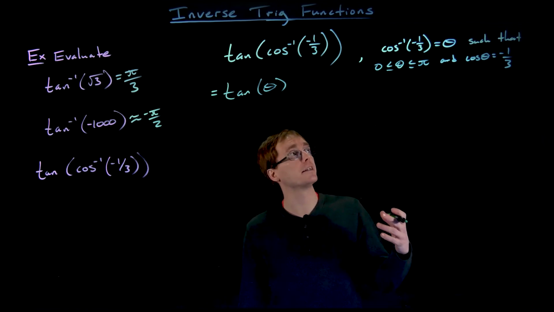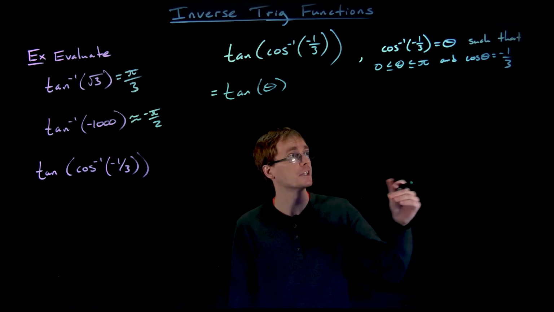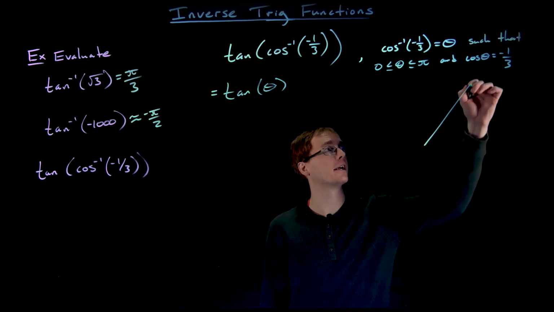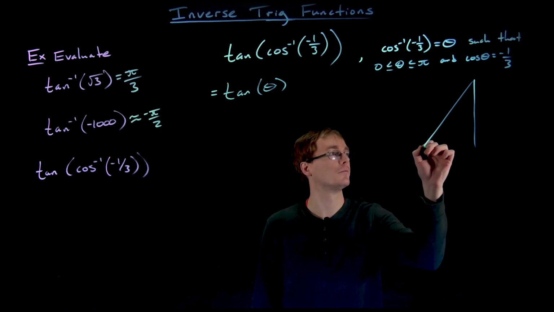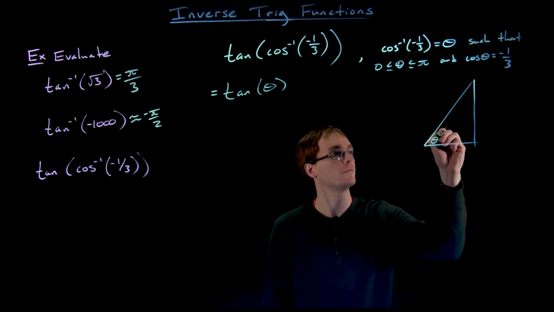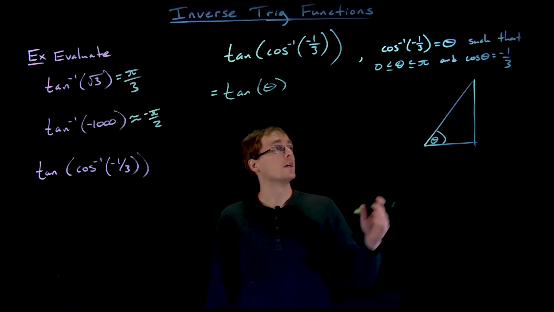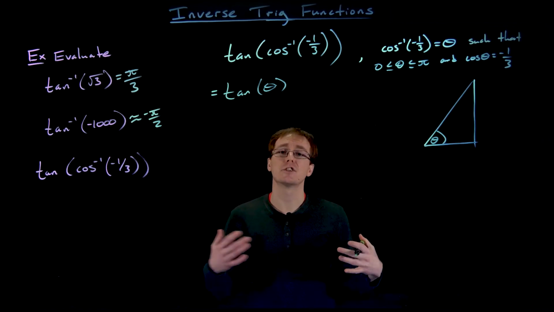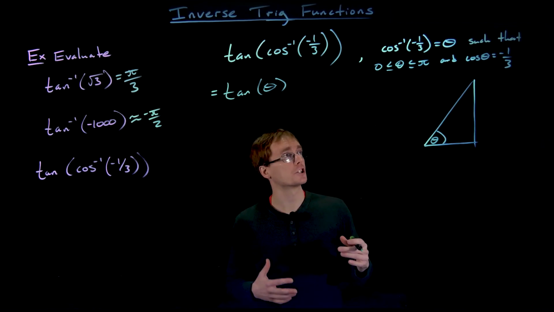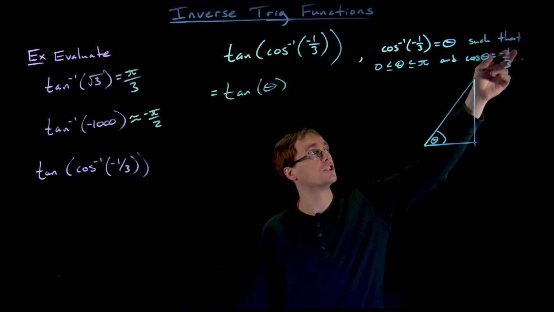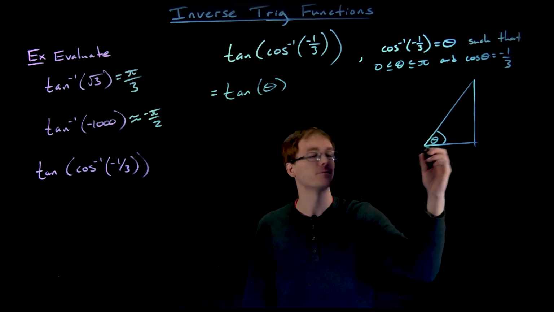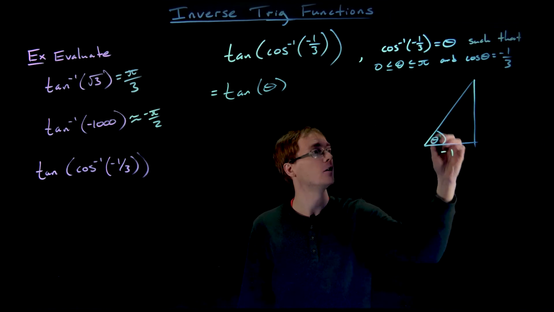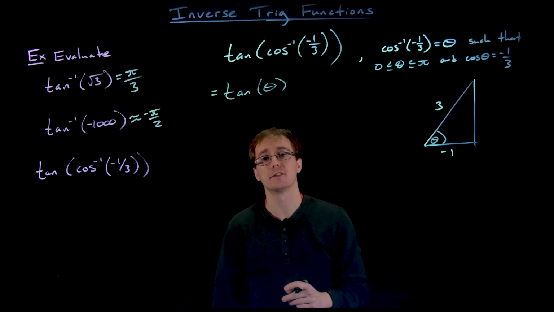We can use some trig identities or some right triangle trigonometry, and I'm a big fan of the right triangle trigonometry approach. All right, so what we know is that cosine of theta is equal to negative 1/3. So there's going to exist some right triangle out there with these proportions, such that if we take the ratio of the adjacent side to the hypotenuse, we get that ratio to be negative 1:3.